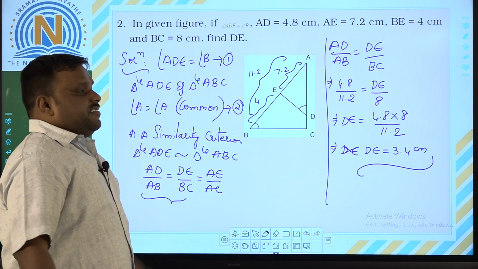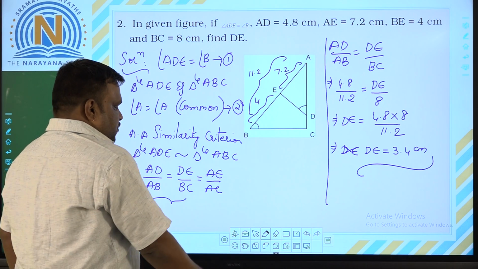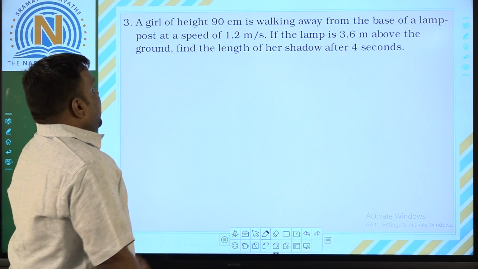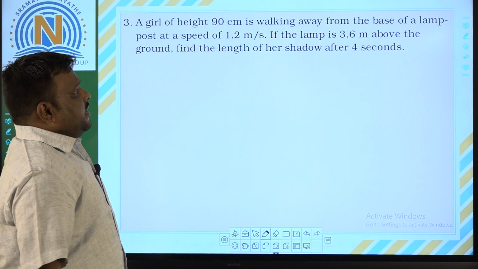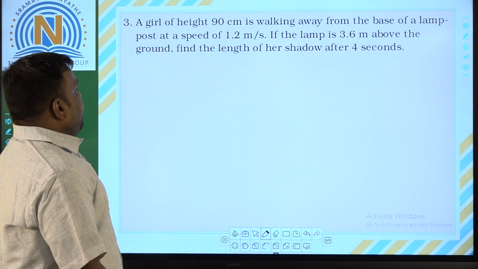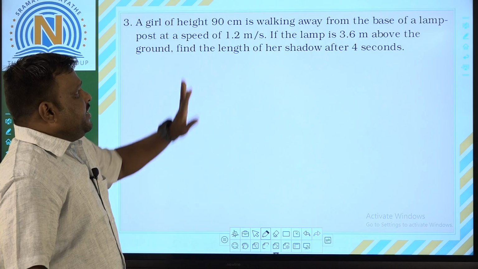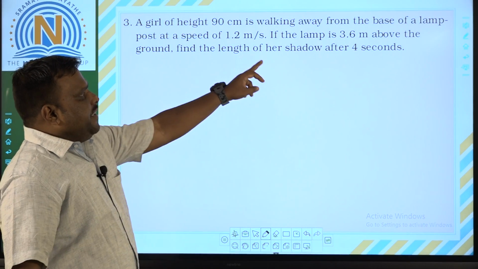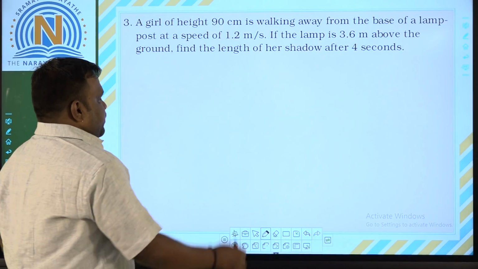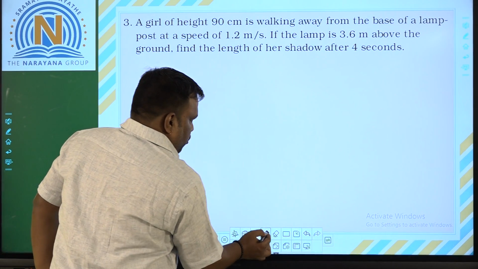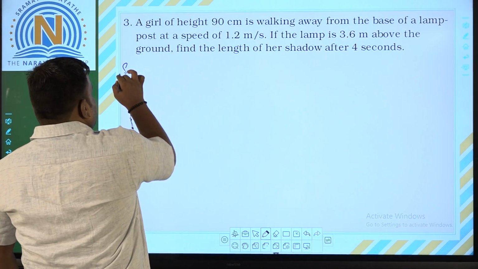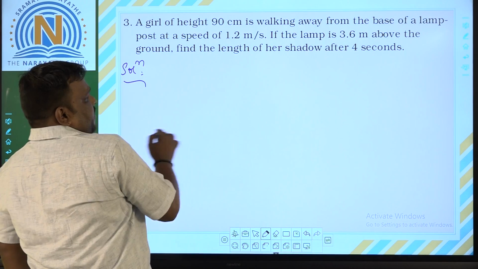So this completes the second question. Coming to the next one. A girl of height 90 centimeters is walking away from the base of a lamp post at a speed of 1.2 meters per second. The lamp is 3.6 meters above the ground. Okay, so now let us draw the solution for this question. First, for getting the solution, let us draw the figure.